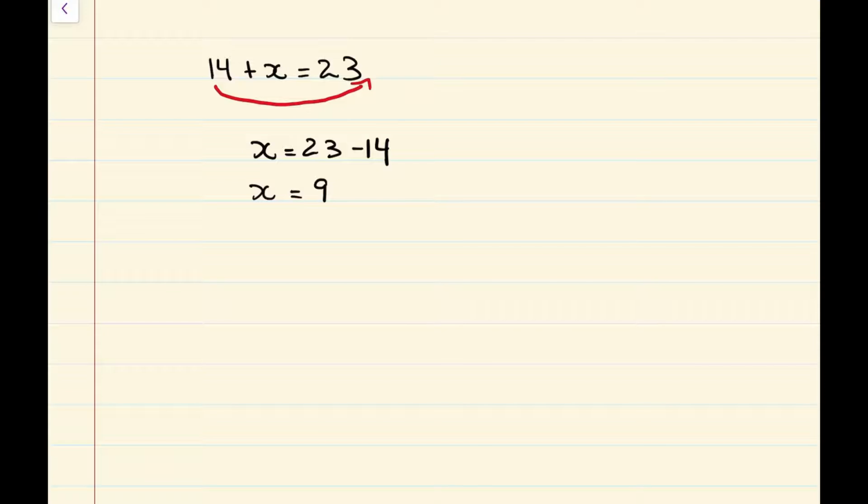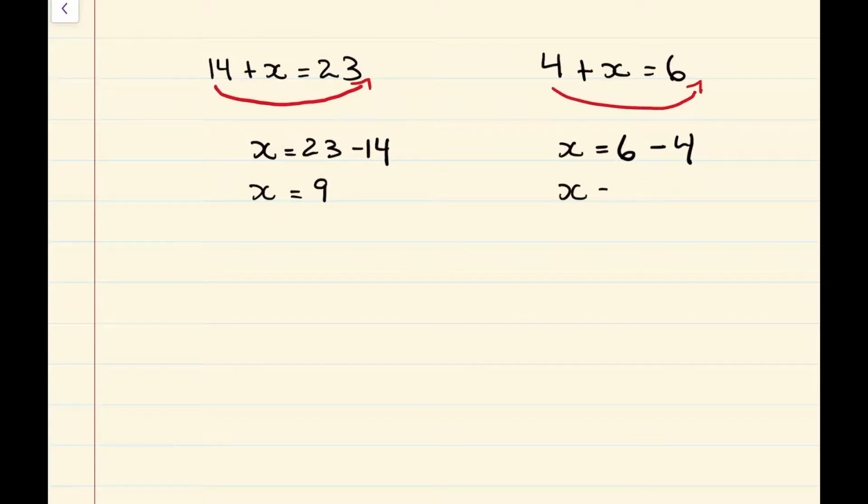Okay, so for our next quick question, we have 4 plus x is equal to 6. The same thing is happening as in the question over here. We have an addition, and once we take it over the equal sign, we have to perform the opposite of addition, which is subtraction. So then x is equal to 6 minus 4. And we all know that 6 minus 4 is equal to 2. So x is equal to 2.